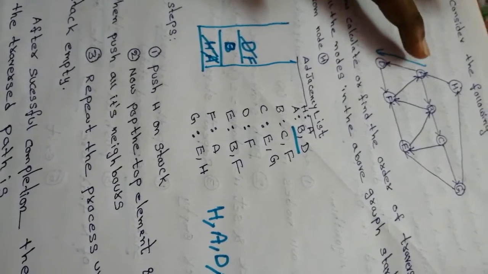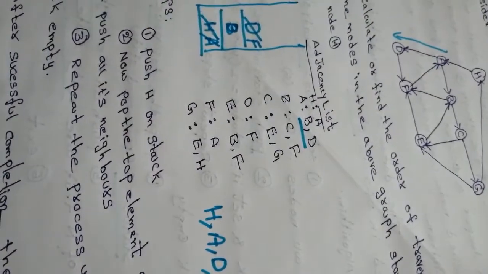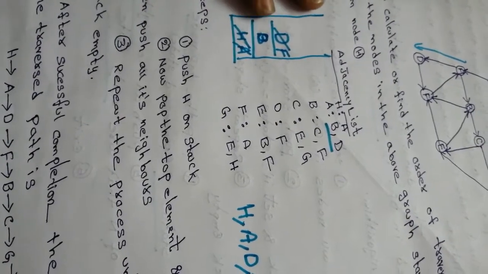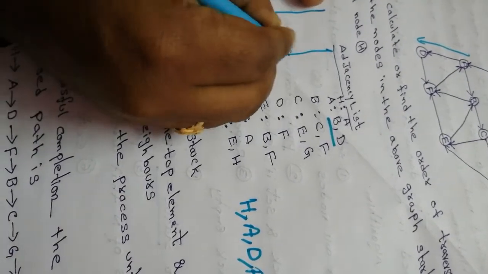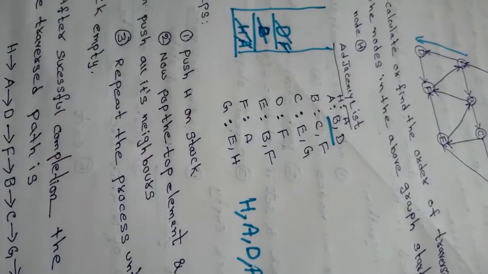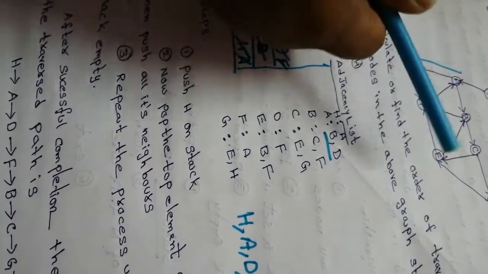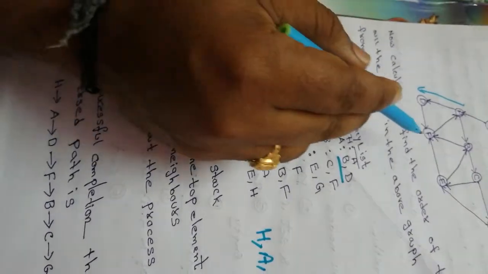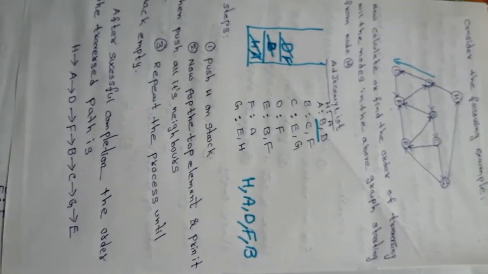Coming to F. F is popped out. Its neighbor is A. As we visited A, no need to push A. Now what is the element? As there is no push now, B is popped now. Pop B from the stack. What are the immediate neighbors of B? C and F are the neighbors of B. So B neighbors are F and C.